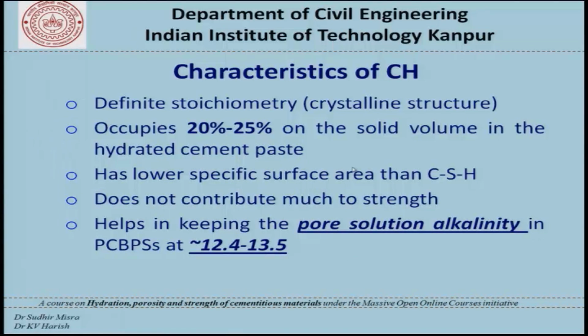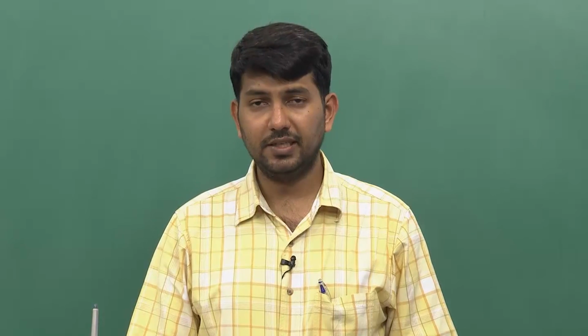The second one is characteristics of calcium hydroxide. Calcium hydroxide has a definite stoichiometry and it is crystalline in nature, and it generally occupies 20% to 25% of the solid volume of hydrated cement paste. Calcium hydroxide has lower specific surface area than CSH gel, and calcium hydroxide does not contribute much to the strength of the Portland cement based paste systems.